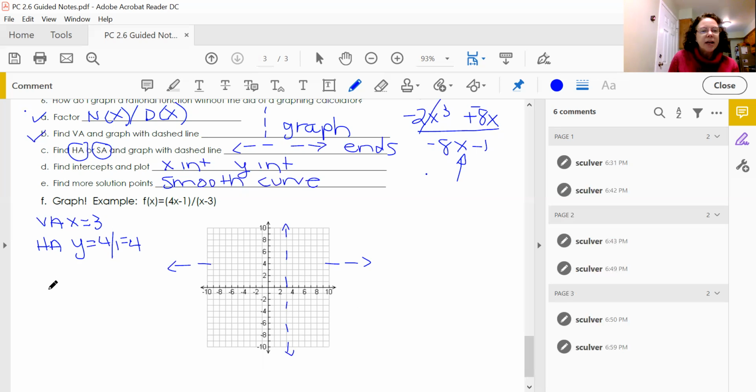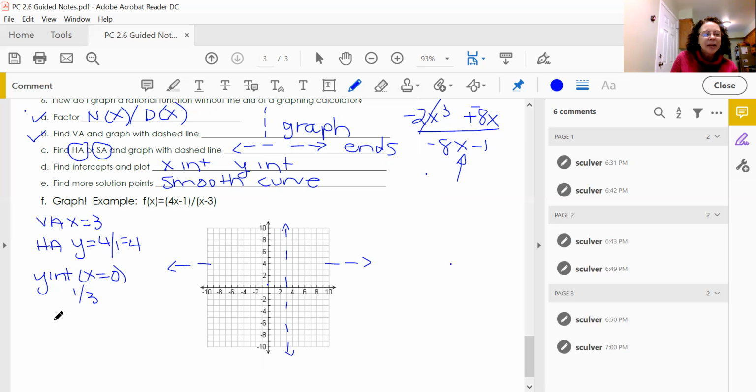Let's find x-intercepts, right? So x and y-intercepts. So the y-intercept, of course, is where x is 0. We've done that. When you put a 0 into the function, you get a 1/3 out. Okay, so let's graph that y-intercept, 1/3. Oh, it doesn't like me to do that. I'll just put a dot there.